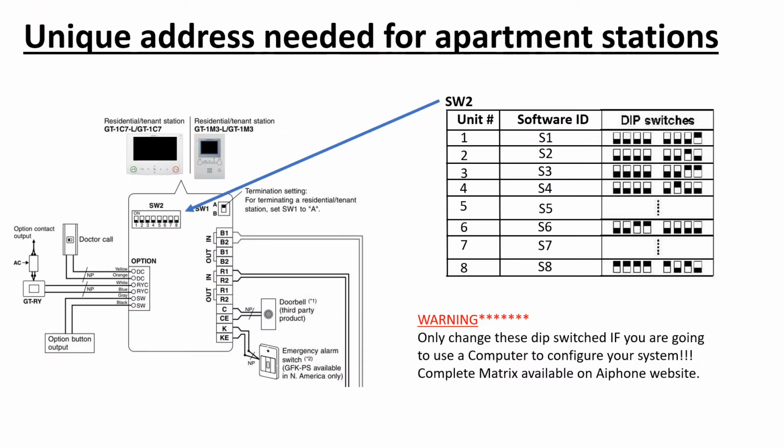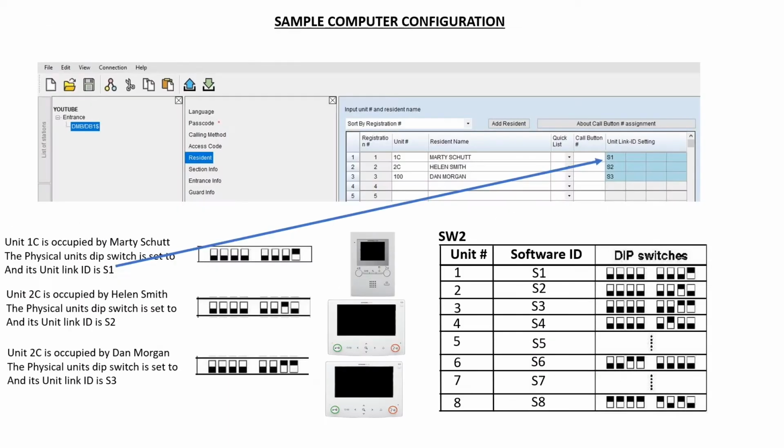The next method is called the dip switch method. With this method, each individual apartment gets its own unique ID, which is set by switching the dip switches on the back of the units. Each special dip switch setting has an associated software ID, which must be added with our software tool to the system. These software IDs get placed in the Unit Link ID settings in the software tool. Please take a moment to read these 3 examples and get a better grasp of the concept.